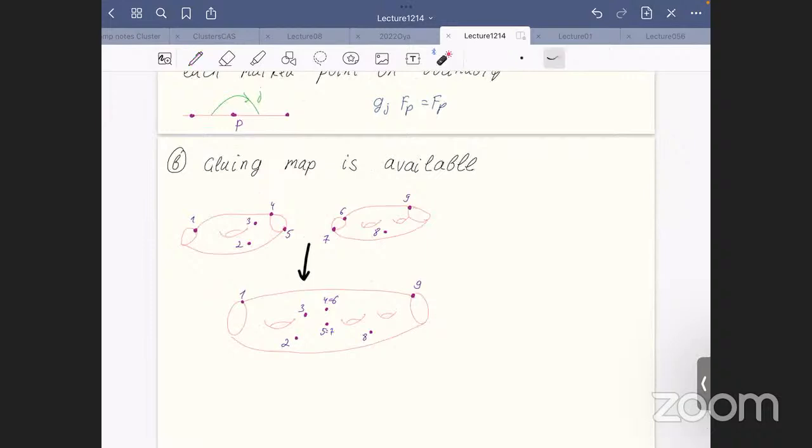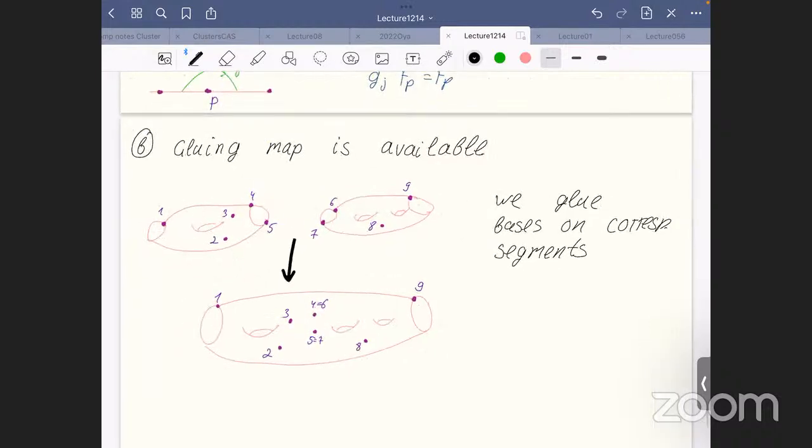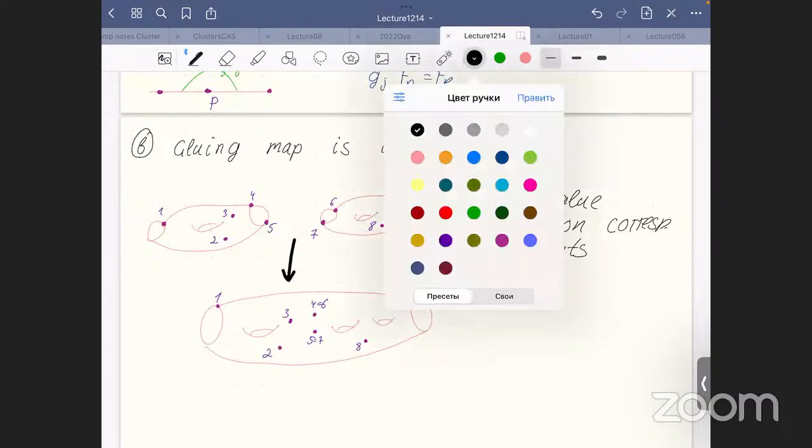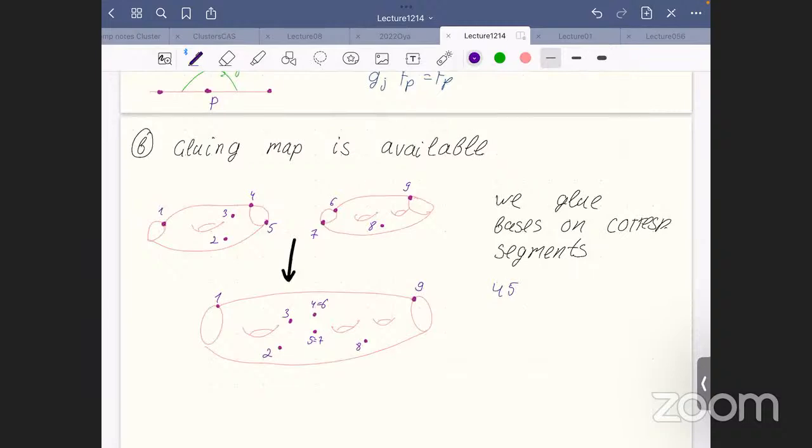And in order to do this gluing, we have to identify the local systems, and this is possible since we have a basis. So we glue bases on corresponding segments. So we have segment 4, 5. It would be glued with the segment 6, 7, and segment 5, 4 will be glued with the segment 7, 6. I'm sorry, we had 3 marked points on the one boundary and 2 on the other.